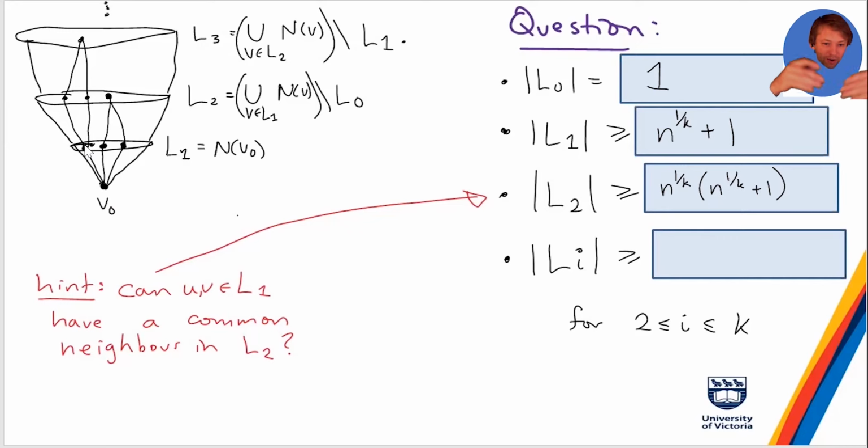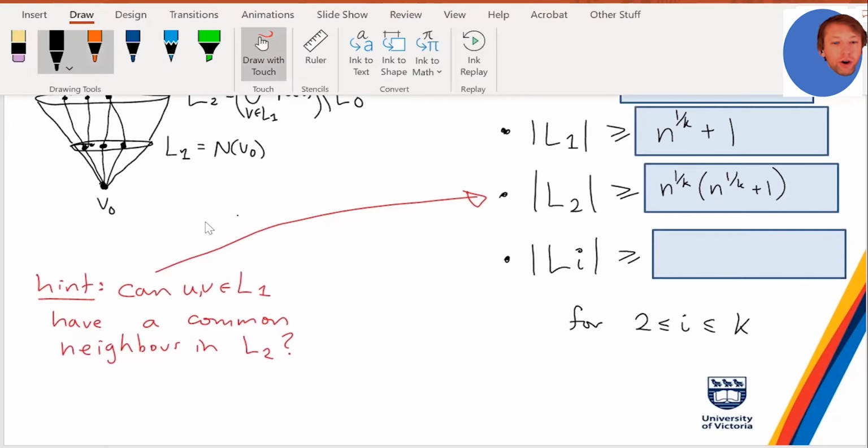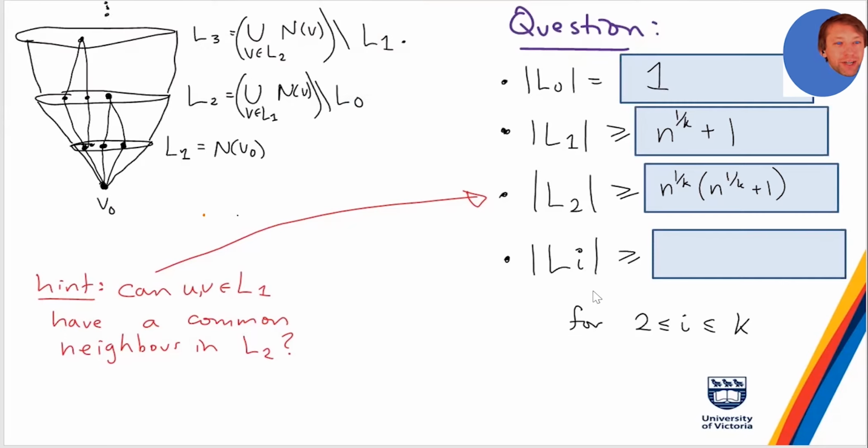So if K is at least 3 and we're also forbidding 6 cycles, then actually two vertices in L2 can't have a common neighbor in L3, because if you go from their common neighbor down to them and then trace it back until the first time that they meet below, that's going to trace out an even cycle.